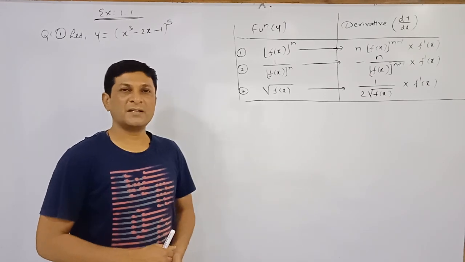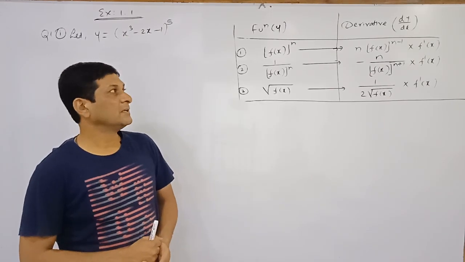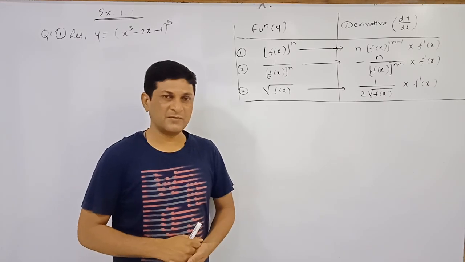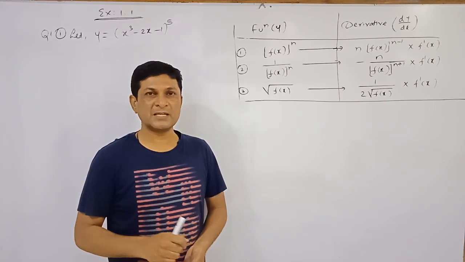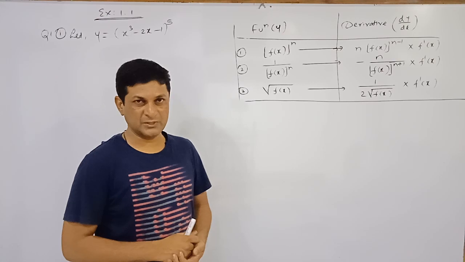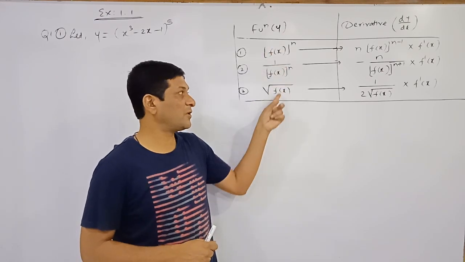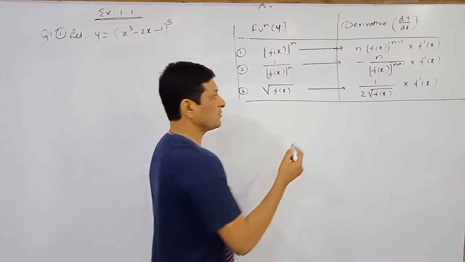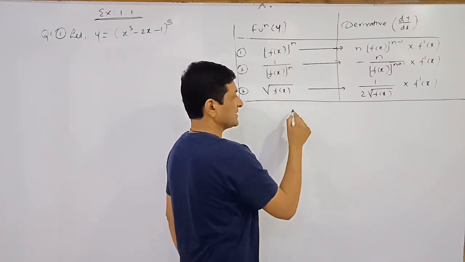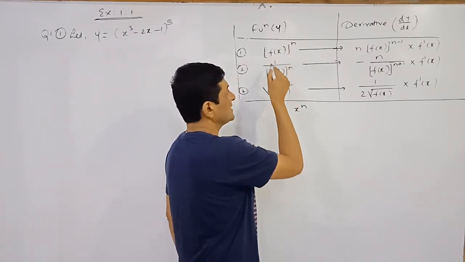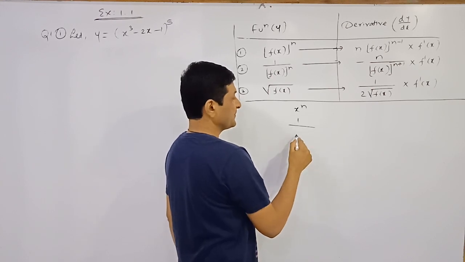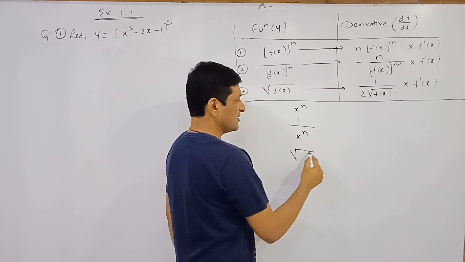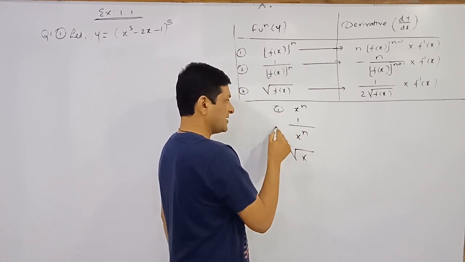Now we are starting the first exercise. In question number first, a total of 6 examples are given to us, and all these 6 examples are related to algebraic functions. And we will use these 3 formulas to find the derivative of an algebraic function. What are our original formulas? First, x raised to power n. Then the second formula is 1 upon x raised to power n. And the third formula is under root x.